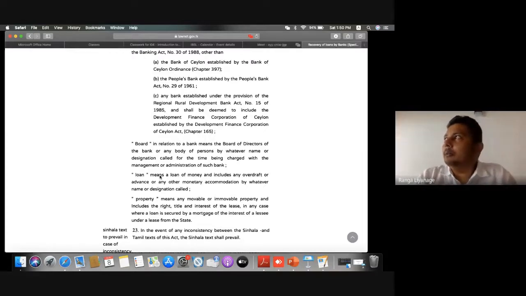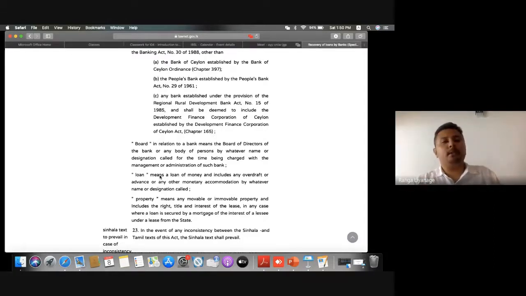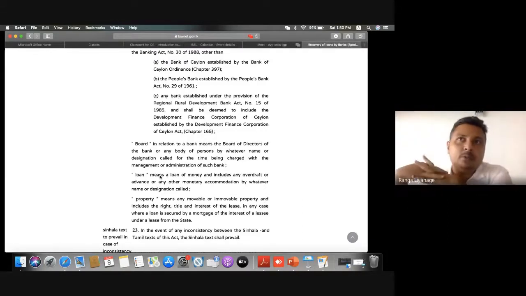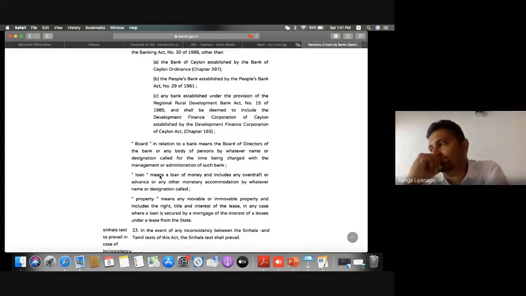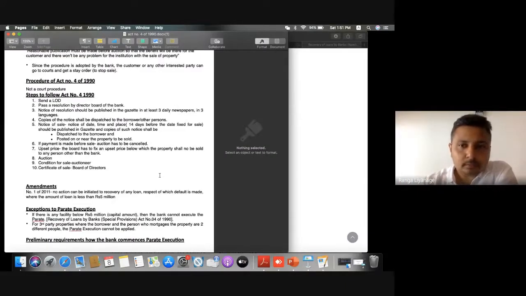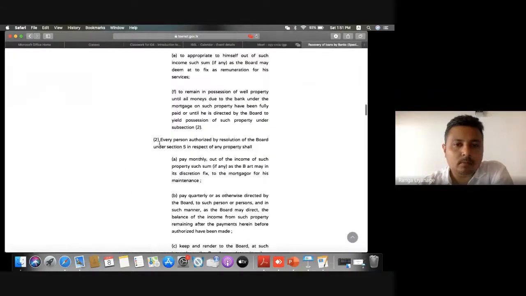When the meaning of the term is clear, it need not be the board of directors only. It can be any other body of persons, whatever name you call it, may be executive committee, may be other committee, this committee, that committee, but who are entrusted or charged with the management or administration of the bank. Not a department, not a section, but this body of persons who sit together, who are entrusted with this duty to manage the bank. If they pass a resolution, that's good enough. Right?